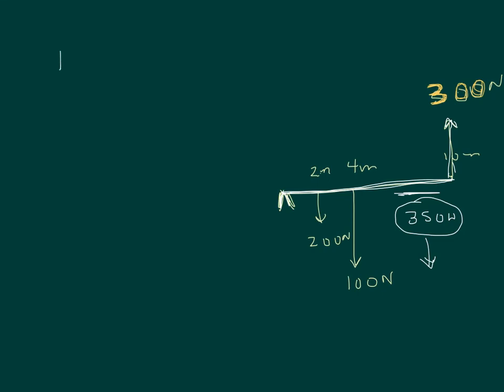To be in equilibrium, the torques in the clockwise direction would have to equal the torques in the counterclockwise direction. So there are going to be 3 torques in the clockwise direction. 3 things that are making this turn in the clockwise direction. It'll be the 200 newtons, the 100 newtons, and my 350 newtons. So let's put that equation together.